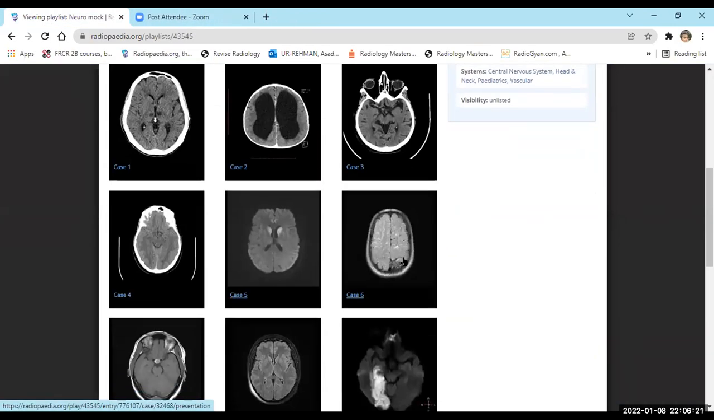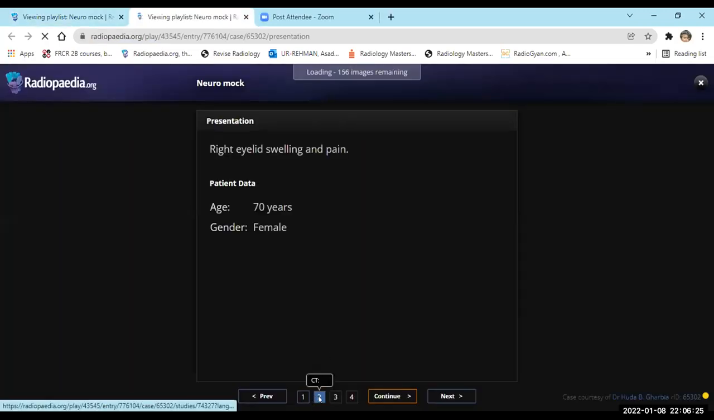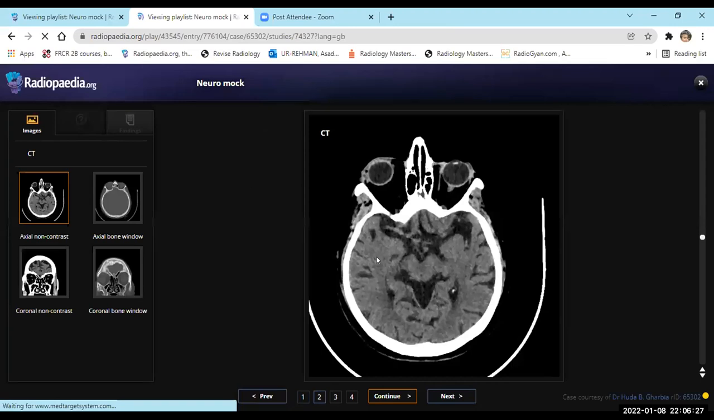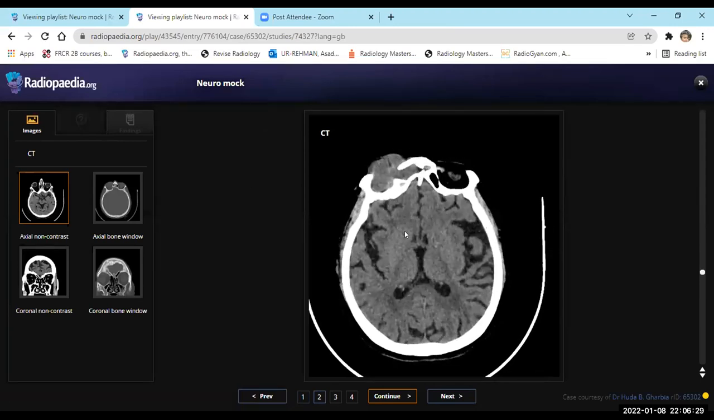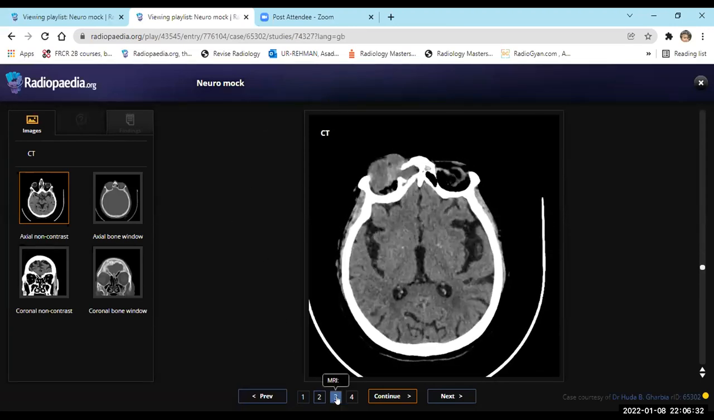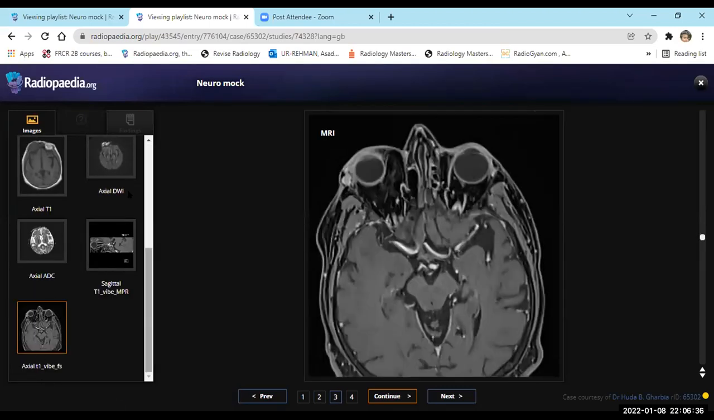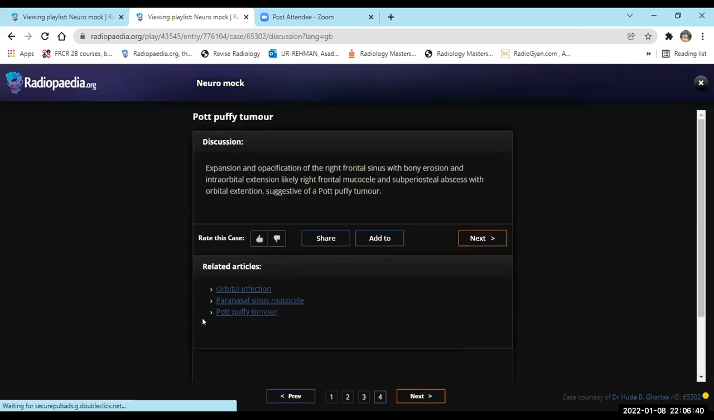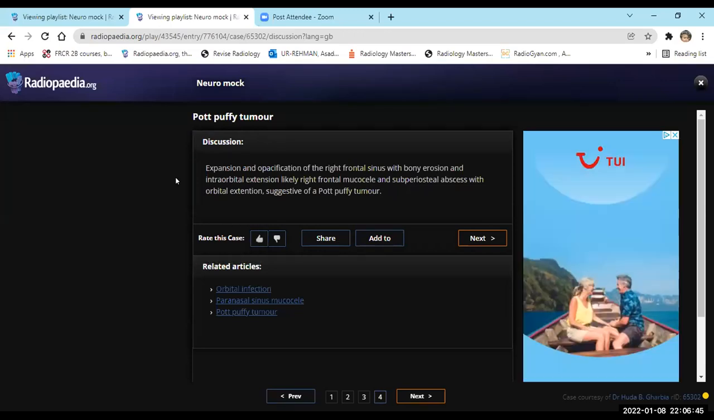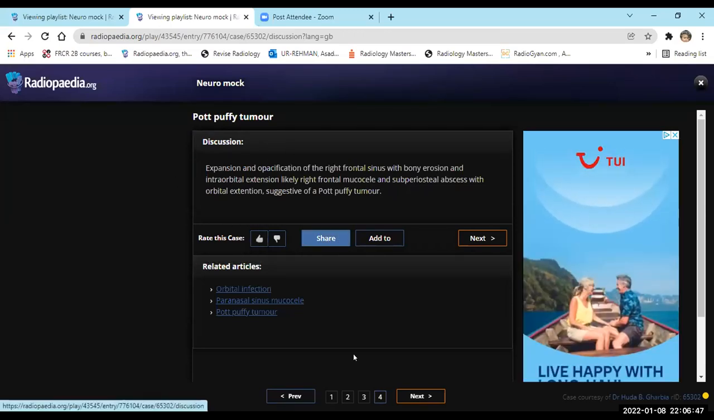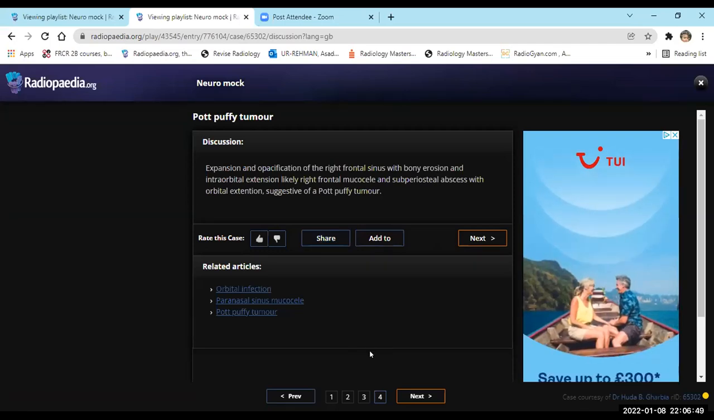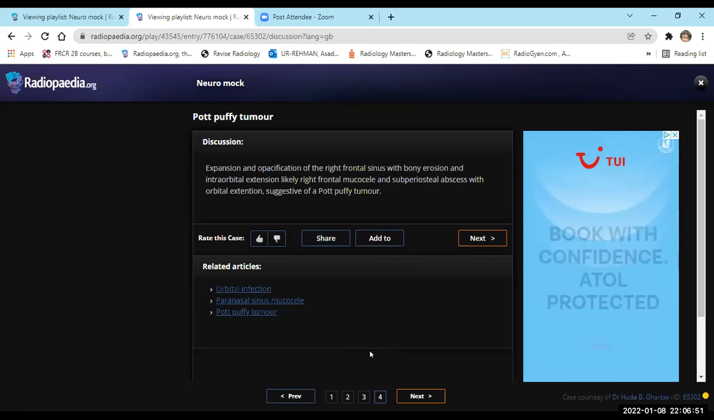Okay, and what else was there? Yes, this one. Yeah, so this one, you picked up the abnormality and you described it on MRI. It is showing enhancement on T1, and basically it is a Pott's puffy tumor, which we call it, with sinus expansion with calcification and bony erosions. And it was showing intraorbital extension and a right-sided frontal mucocele.